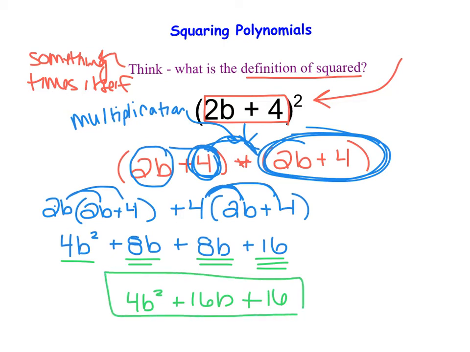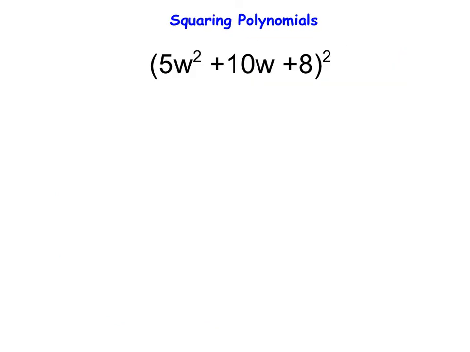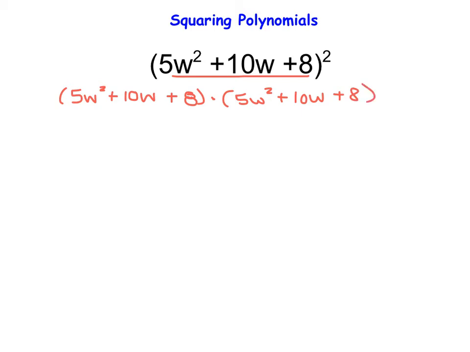So you'll notice this works very much like multiplication. Once we write it out as the definition of what squared actually means, something times itself, we just apply the rules of multiplication. So let's try one more example together. Notice here that we have a trinomial being squared, and since it's a squared problem, we should write it out as what squared really means. So this really means we're taking 5w squared plus 10w plus 8 and multiplying it by itself, 5w squared plus 10w plus 8.